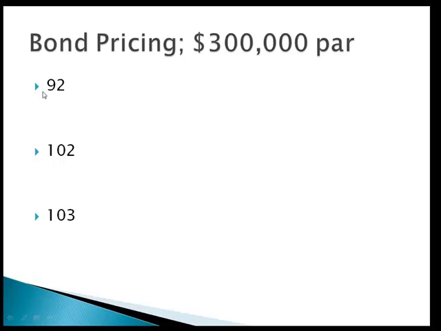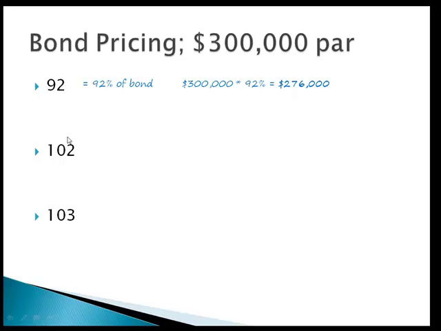So bond prices come in terms of numbers. So this 92 is basically saying it's 92% of the bond par value. So to see what our bond would sell at, we would take $300,000 times 92%. Our bond would sell for $276,000. Now that doesn't mean that we have to pay back $276,000. We still have to pay back the whole par value, the whole $300,000.